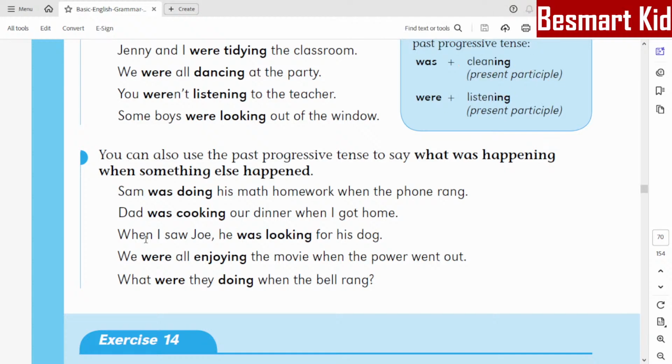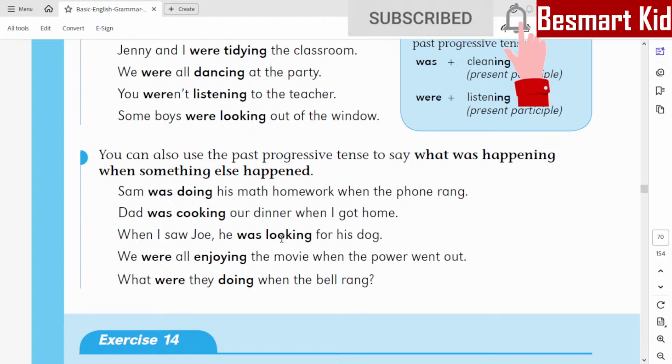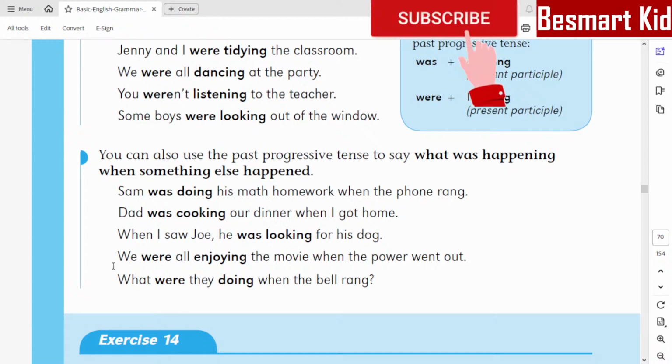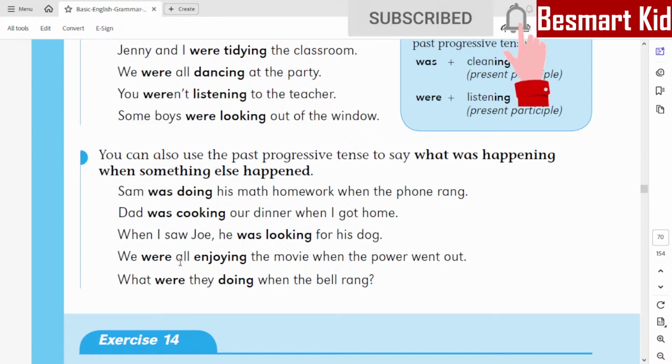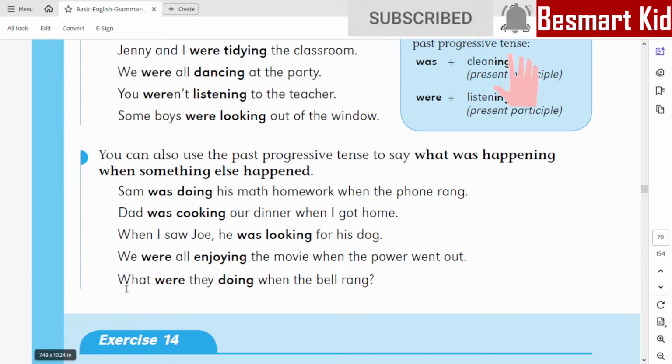When I saw Joy, he was looking for his dog. We were all enjoying the movie when the power went out. What were they doing when the bell rang?